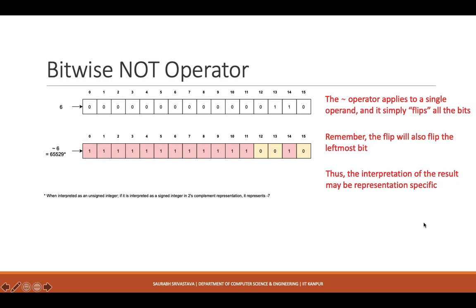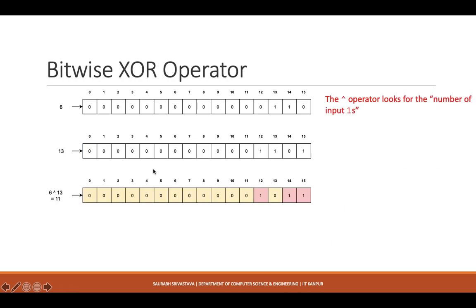So this is something that you have to be careful about whenever you use the NOT operator. It is possible to interpret it in two different ways, right? So the sign itself can flip from 0 to 1, from positive to negative, or vice versa.